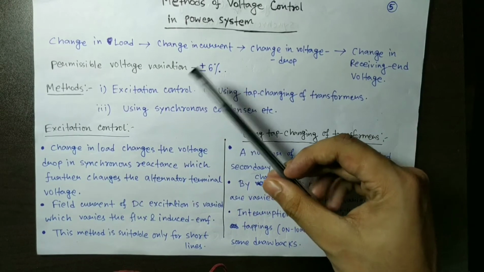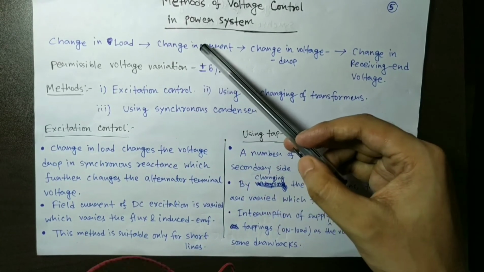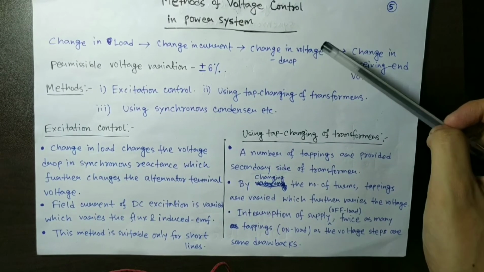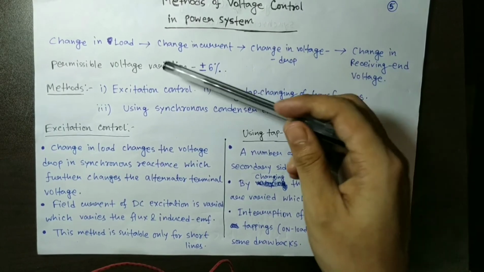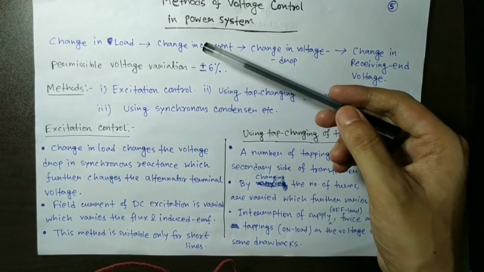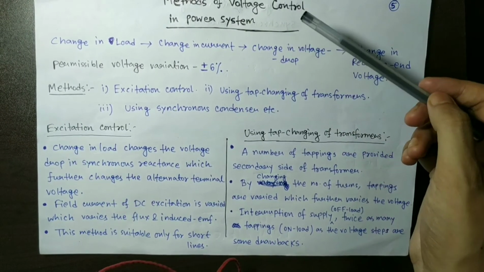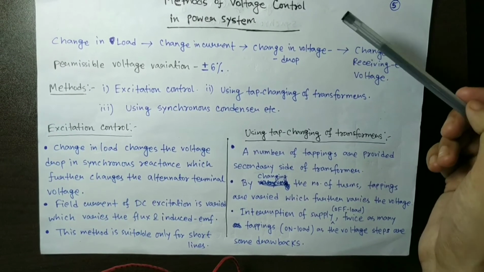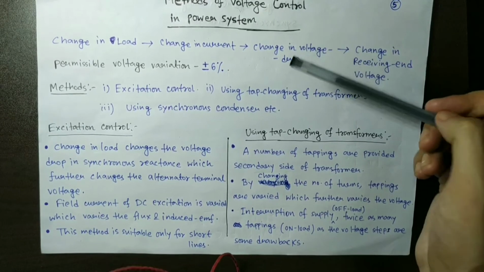So first we need to understand that change in load results in change in current, which further results in change in voltage drop, and which finally results in the change in receiving end voltage. For example, your load is increased suddenly, so that load will draw huge amount of current, so current will also increase. If your current is increased, the voltage drop in the transmission lines, or in the alternator synchronous impedance, or in transformer impedance, those voltage drops will also increase.